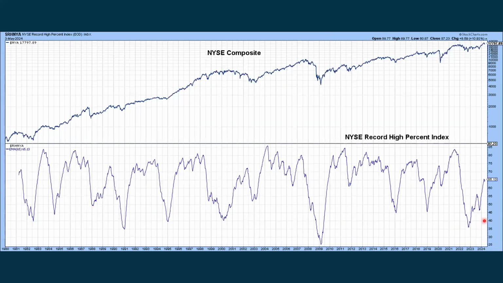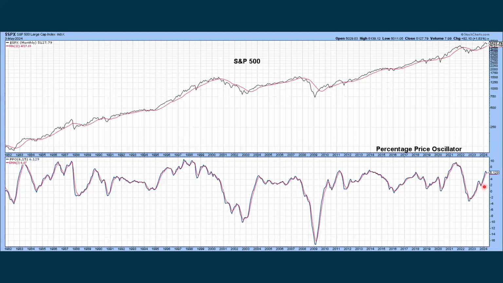Here's a daily chart of the NYSE, where we look at a thing called the NYSE record high percent index. That is continuing to go up, and it was ticking down just a little bit, but could be seeing some signs of improvement. This is a daily chart. And we look at the S&P on a monthly chart. It's above the moving average, so longer term we're positive. We're rolling over a bit here with the percentage price oscillator. We want to see that turn back more positive.